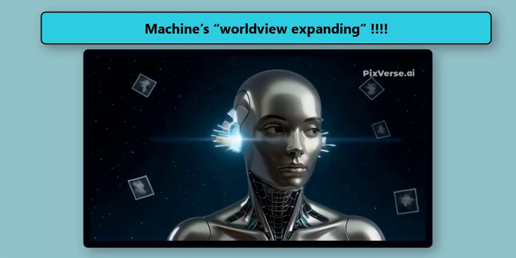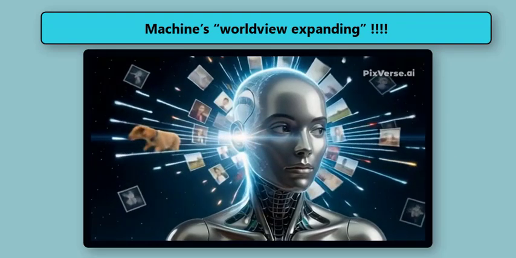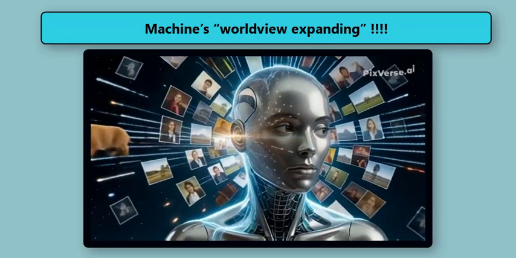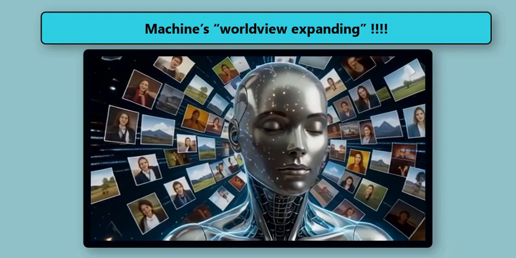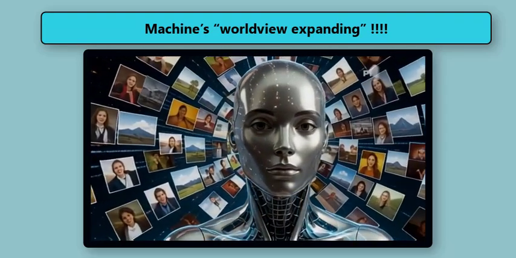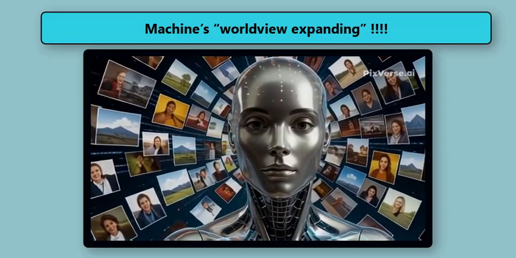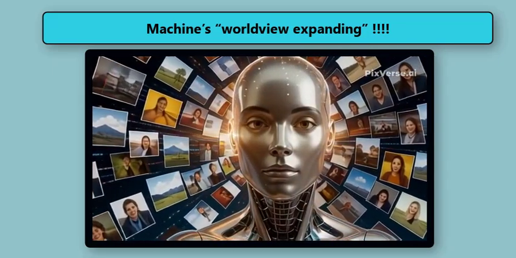What's the takeaway from this? Machines get better the more data we give them. Their worldview expands just as ours does with more experience. But it can't be that simple. Here's the kicker: the quality of the data matters as well.